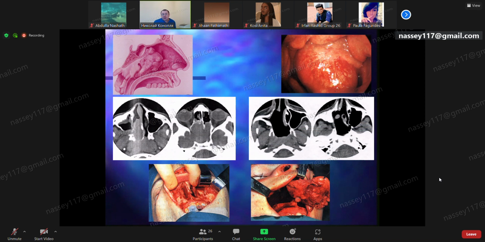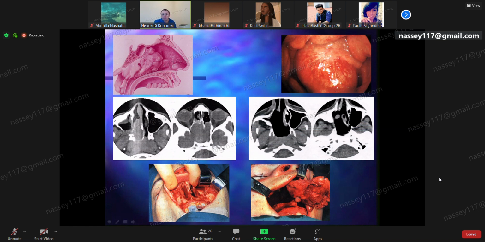And how to do the operation? There can be different variants, different approaches, and it depends on many factors. A million times already today I repeated, that it depends on localization, size, and spreading of the tumor. Usually, classically, we do it endoscopically through the nose, endoscopically remove the tumor, but it can be big, it may not pass through the nose, so maybe a combination through the nose and through the mouth.